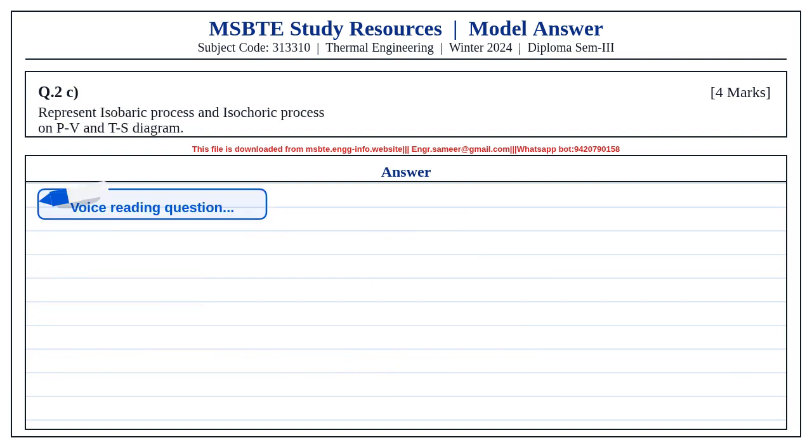Question 2c. Represent isobaric process and isochoric process on PV and TS diagrams. The diagrams show both processes on PV and TS diagrams. In isobaric process, pressure remains constant, so P is equal to constant. In isochoric process, volume remains constant, so V is equal to constant.